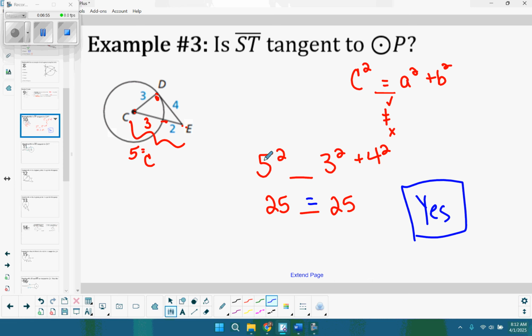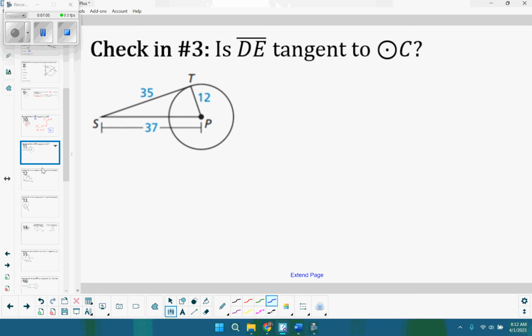And I just realized our directions are a little off. It should say, is DE tangent to circle C? Sorry about that. And this has the opposite directions. So here we're going to check, is ST tangent to circle P? You could pause. Answers are posted on Google Classroom.